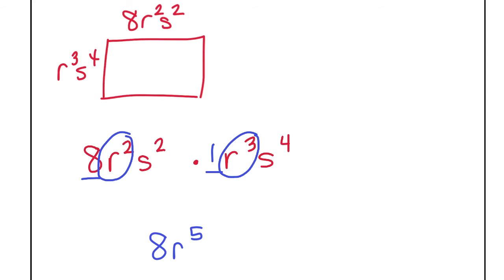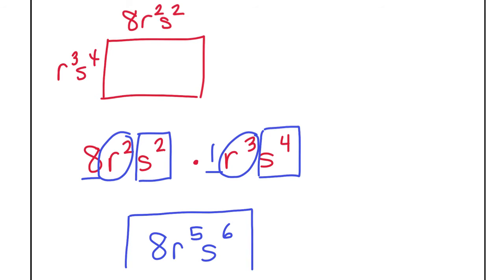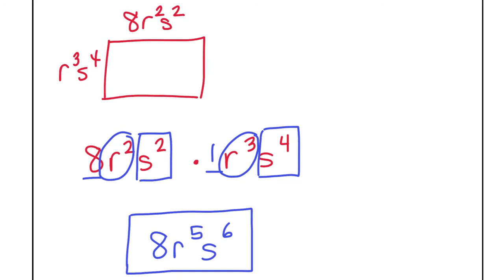And then last, let's get those s's. So s to the second power times s to the fourth power. Let's add those exponents. So this would be s to the sixth power. So the area of our rectangle is 8r to the fifth s to the sixth. Okay, now let's look at our next problem.